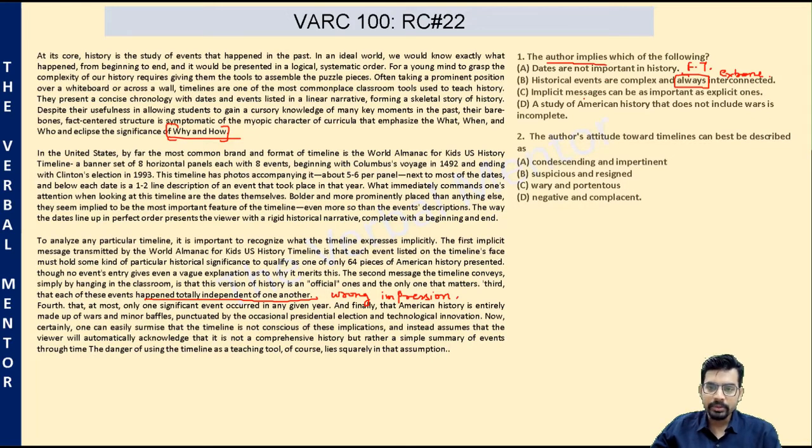Option C, implicit messages can be as important as the explicit ones. Author has made this clear in this particular sentence, third paragraph, first line. To analyze any particular timeline, it is important to recognize what the timeline expresses implicitly. So implicit messages are important. They can be as important as explicit ones. The best part about this answer choice is that it uses the modality of possibility. Implicit messages can be as important.